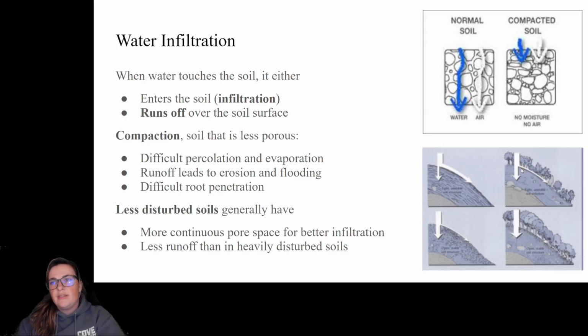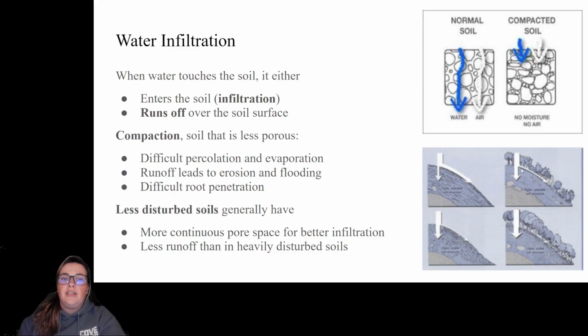Okay, so this brings us to the concept of water infiltration, right? So to talk about structure and how it creates these channels for water and air to pass through, the component that we're looking at there is water infiltration. What water infiltration is, it's the ability for water to pass through a system of soil, right? So when water touches soil, it either enters the soil, also known as infiltration, or it runs off the soil surface, right? If you have compaction, soil that is less porous, it'll have a difficult time infiltrating, right?